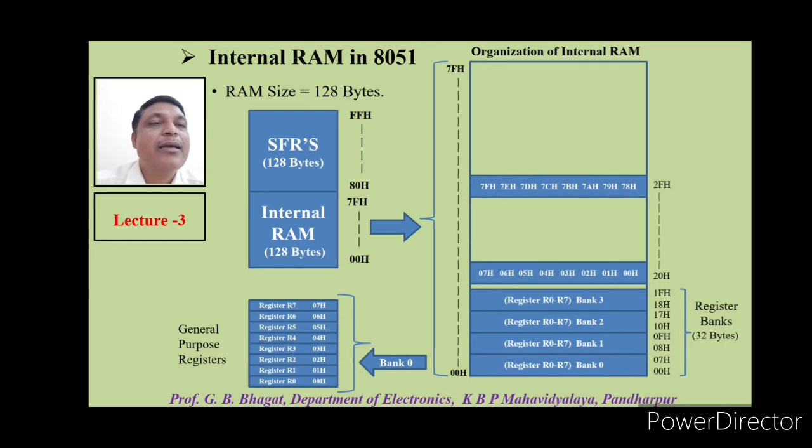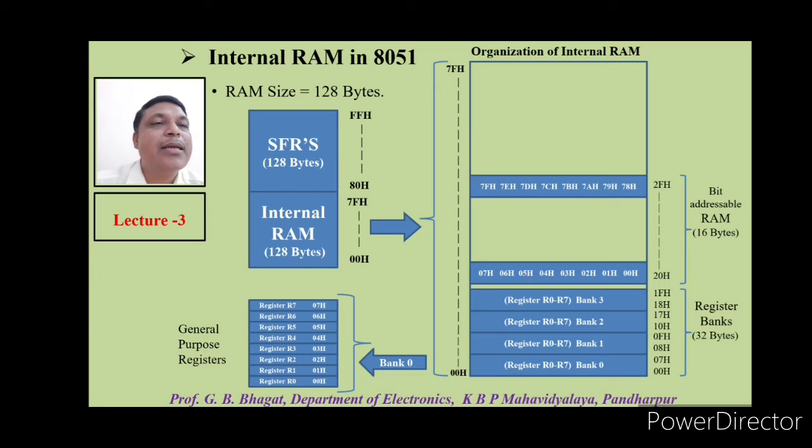The next there are 16 bytes that are used as bit addressable RAM, that is, these 16 bytes are bit addressable, that is, a single bit from any byte can be accessed individually by using some different instructions.